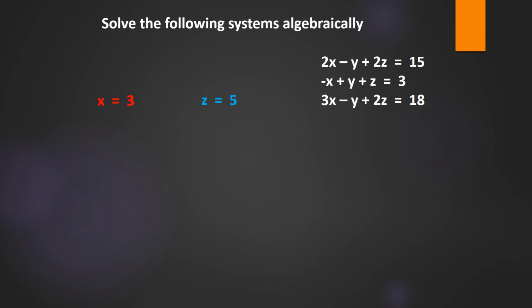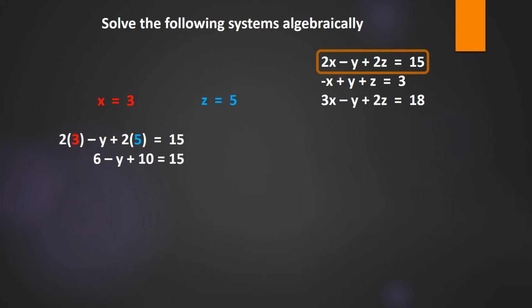So now I've solved for x and z. The last step is to solve for y. I can use the first equation, the second equation, or the third equation to get the value of y. I'm going to use the first equation. So I replace x with 3 and z with 5. I simplify the left side and then combine like terms. 16 minus y is equal to 15. I subtract 16 from both sides of the equal sign and then divide by -1. Y is equal to 1.